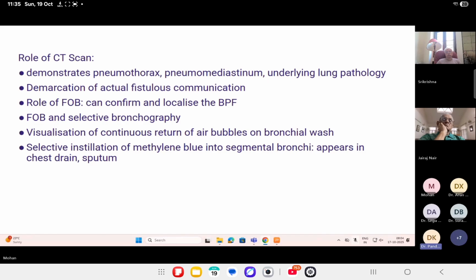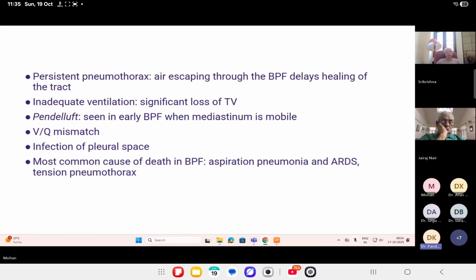Role of CT: demonstrate pneumothorax, pneumomediastinum, underlying lung pathology, and sometimes demarcation of the actual fistular communication. Role of fiber optic bronchoscopy: it can confirm and localize the bronchopleural fistula where it is. And then fiber optic bronchoscopy and selective bronchography have to be done. Visualization of the continuous return of air bubbles in the bronchial wash also tells us there is a fistula in the distal segments. Selective instillation of methylene blue into segmental bronchi, appearing in the chest drain or in the sputum also, can confirm the level of bronchopleural fistula.